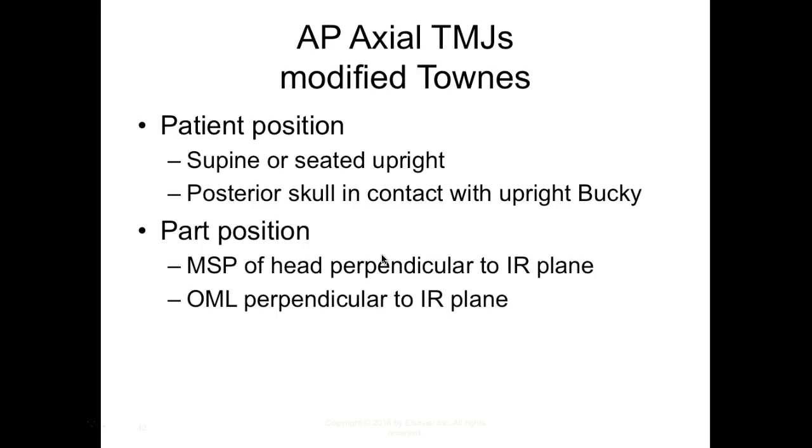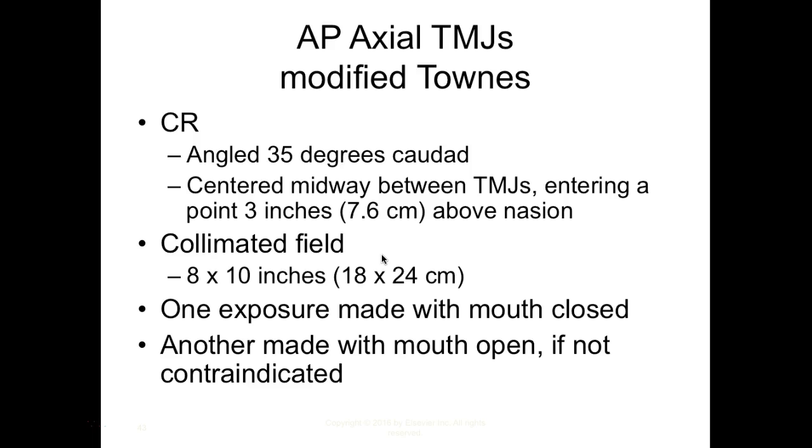So the AP axial TMJs, the modified Townes. The patient is seated and upright if you can. The posterior skull is in contact with the upright Bucky. So your MSP of the head is perpendicular and your OML is perpendicular. So you're going to angle 35 degrees caudad, centered midway between the TMJs, entering 3 inches above the nasion. A lot of people say the hairline, but a lot of people have receding hairlines, so you have to be careful with that. So 3 inches above the nasion. And you're going to collimate to the mandible.